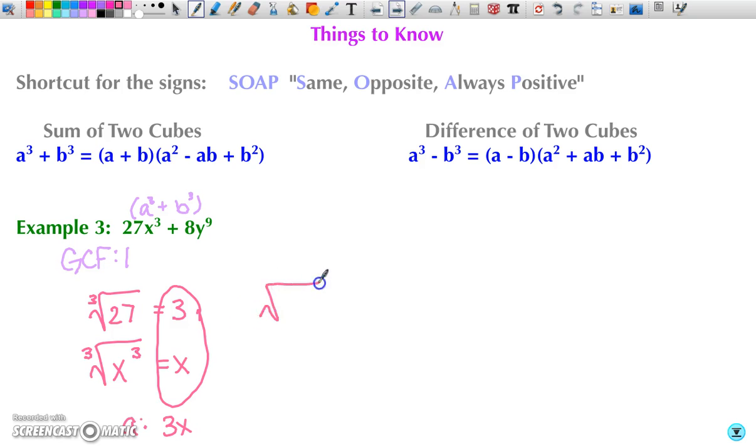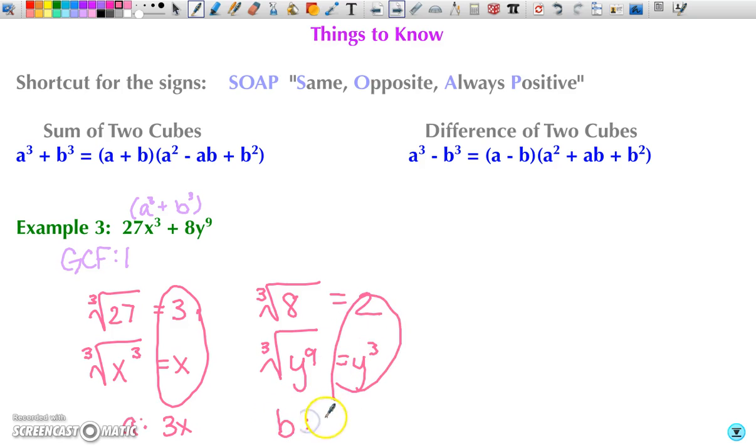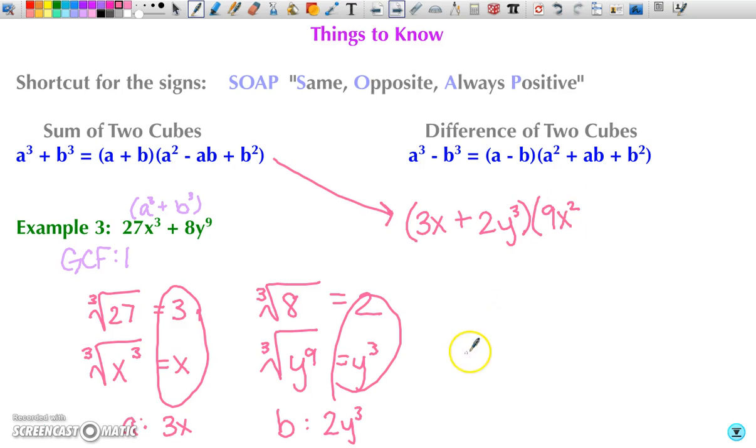Then I'm going to repeat that process for b, so the cubed root of 8, which is 2, and the cubed root of y to the 9th, which is y cubed. So together, that's your b term, 2y cubed. So I need to fill in this template here. So a plus b in the first set of parentheses. A is 3x, and I'm adding to that b, which is 2y cubed. Then we fill in a squared. Well, if a is 3x and we have to square it, it'd be 3 squared, which is 9, times x squared, which is x squared.